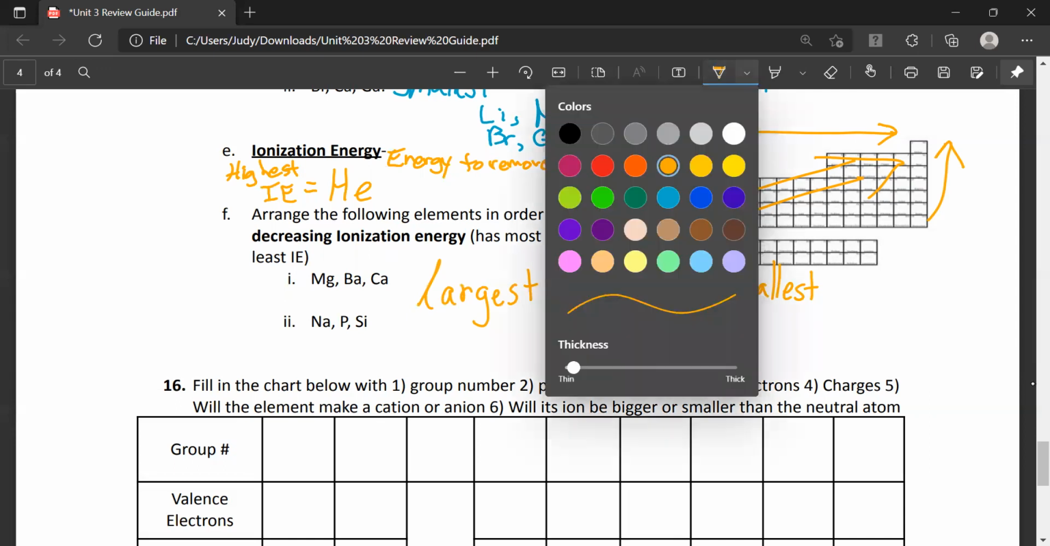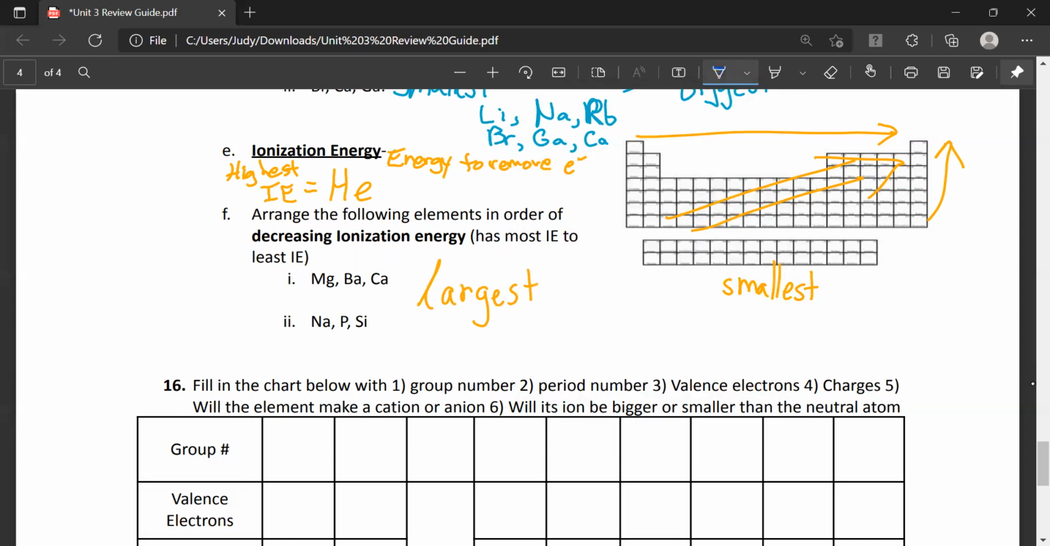So here's the answer for the following questions. We have Mg, Ca, Ba, P, Si, Na. If you don't know the reason why, I highly recommend you look at the periodic trend notes. It's in your Schoology. Look at the labels in the Unit 3 folder, and it should help guide you through the topics. Feel free to pause the video and go over those notes if necessary.